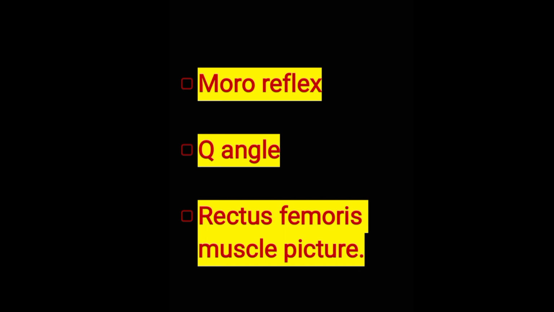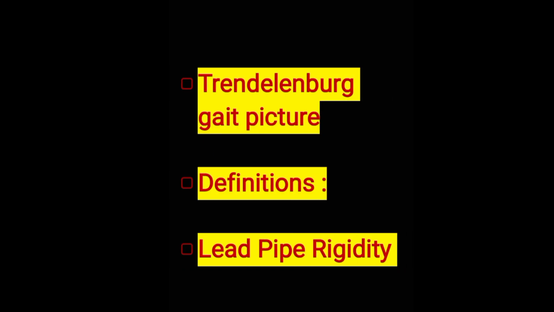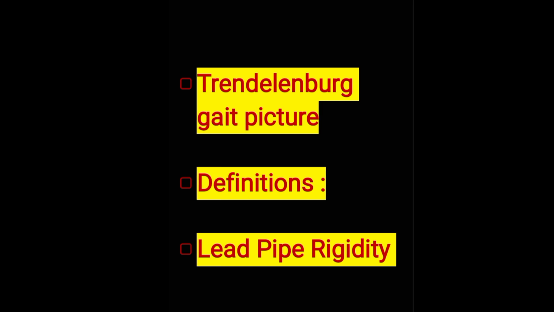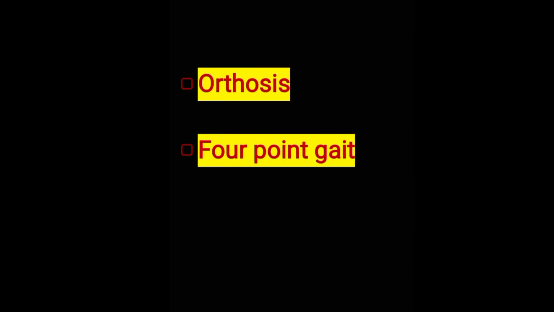Hey everyone, note down important topics from the latest DHA exam. That's Moro reflex, Q angle, rectus femoris muscle picture, Trendelenburg gait picture, definitions of lead pipe rigidity, dysmetria, dystonia, isometric, eccentric, orthosis, 4-point gait.